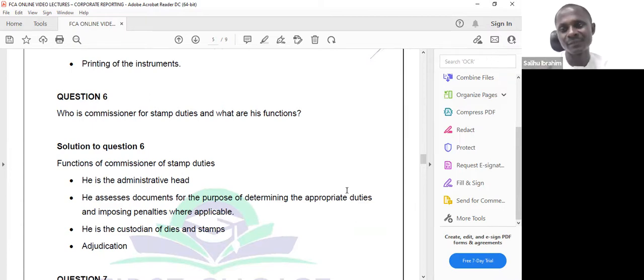So he also adjudicates. You may be asked in your exam, what do you understand by adjudication? Adjudication is the process by which the commissioner of stamp duty determines the amount of duty payable on ad valorem instruments. That is what we call adjudication. That is what we mean by adjudication.